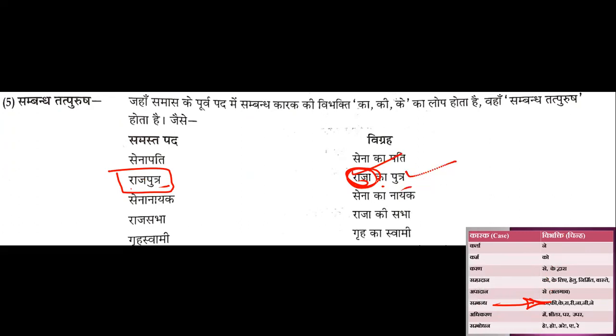So Raja ka putra. Next, Raj Sabha. Raja ki Sabha. Sabha means the assembly, the group of people. So his assembly, his court, basically. Raja ki Sabha. Gruh Swami. Gruh, the house. Swami, the Lord. So the Lord of the house. Gruh ka Swami. It shows a relation.